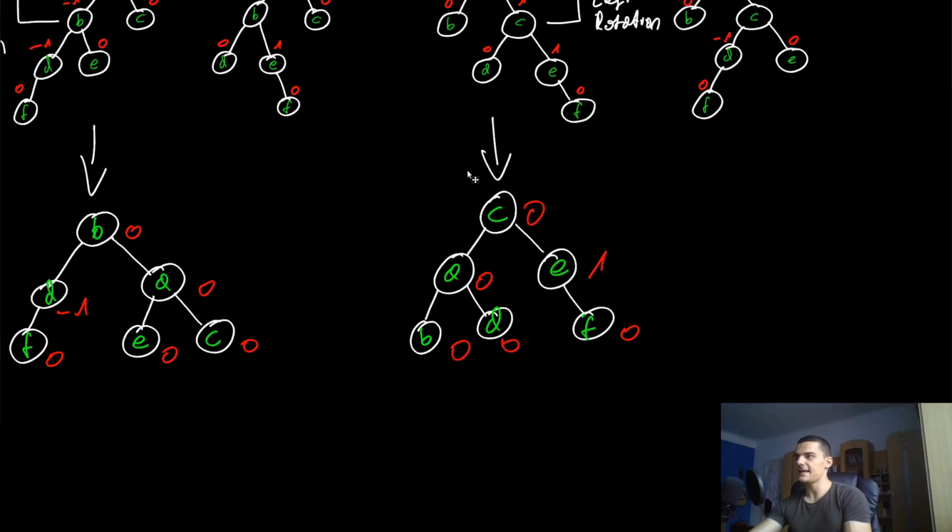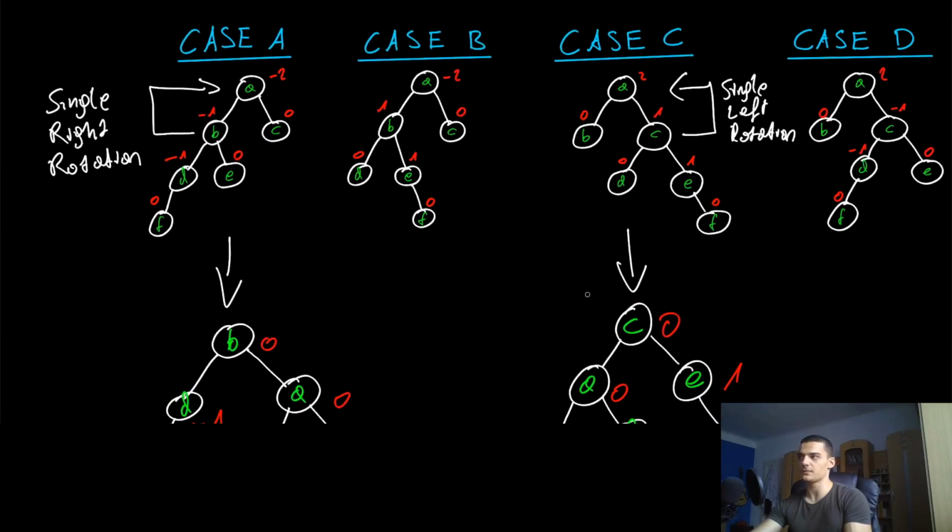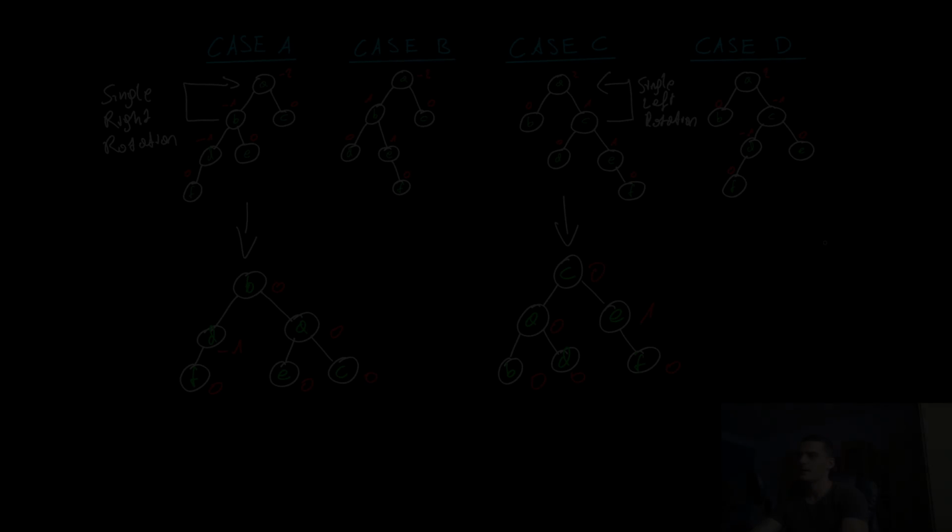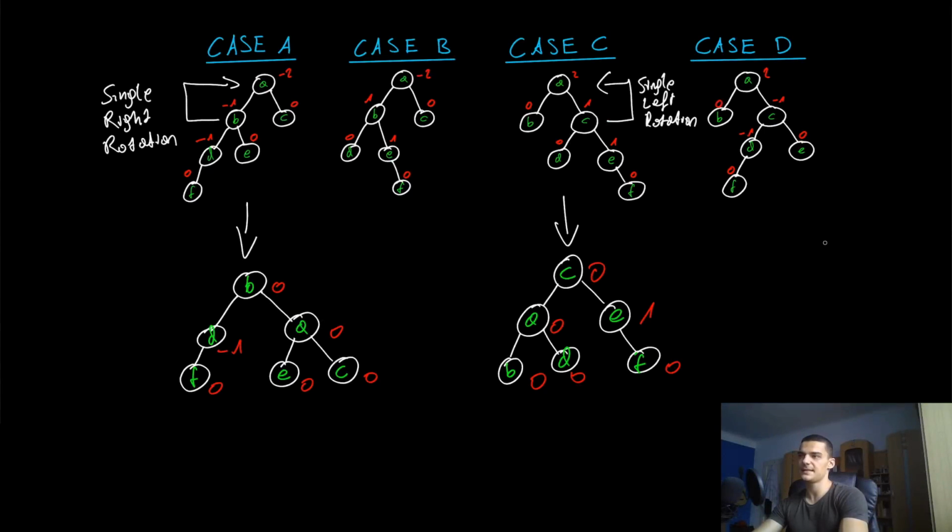So case A and C are very similar and can be solved with a single right rotation or with a single left rotation. Now let us look at case B and D. The solution here is quite similar to case A and C, but we need an extra step in order to get there. Now, the first thing we want to do when we look at case B is we want to get it into the same structure that case A has.